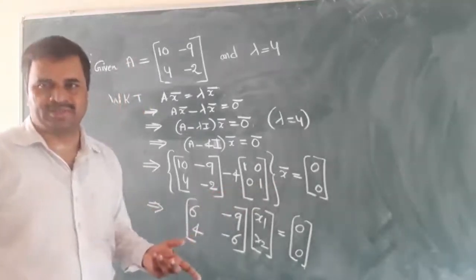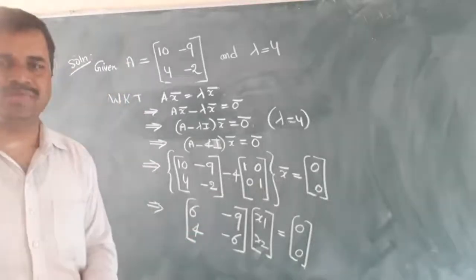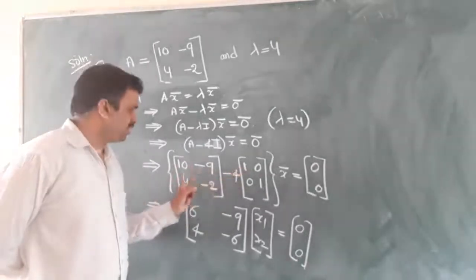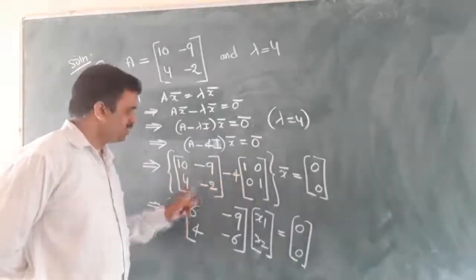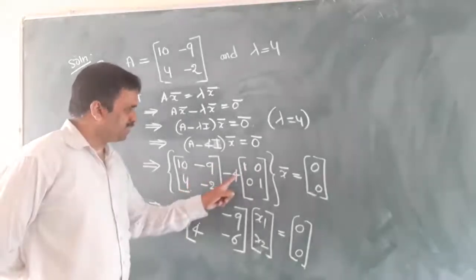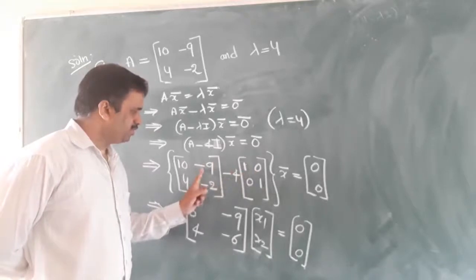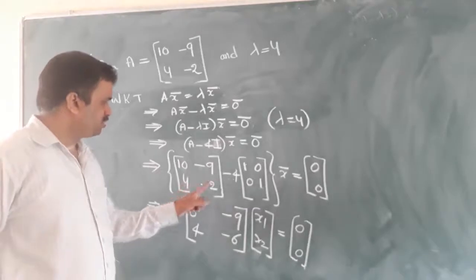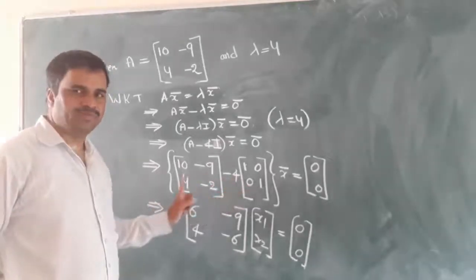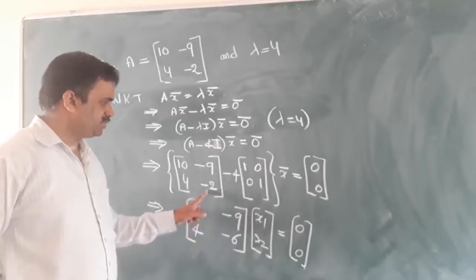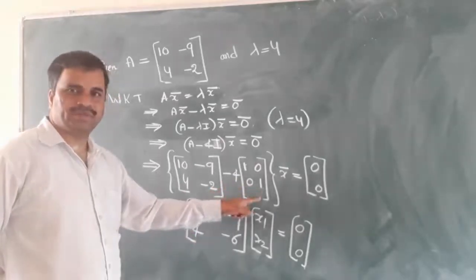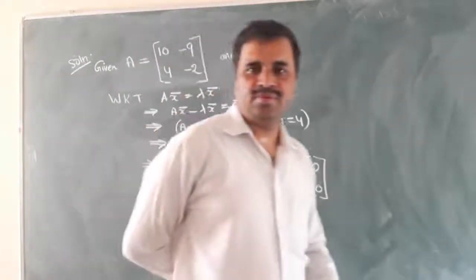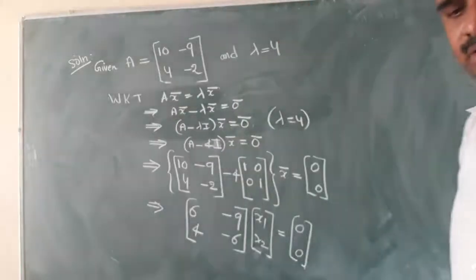Corresponding entries we have to subtract. Here 10 minus 4 into 1, that is 6. Second element, minus 9 minus 4 into 0, simply minus 9. Second row first element, 4 minus 4 times 0, that is 4. Minus 2 minus 4 times 1, minus 2 minus 4, minus 6. That's all. Stop it. Now I'll simplify this one.